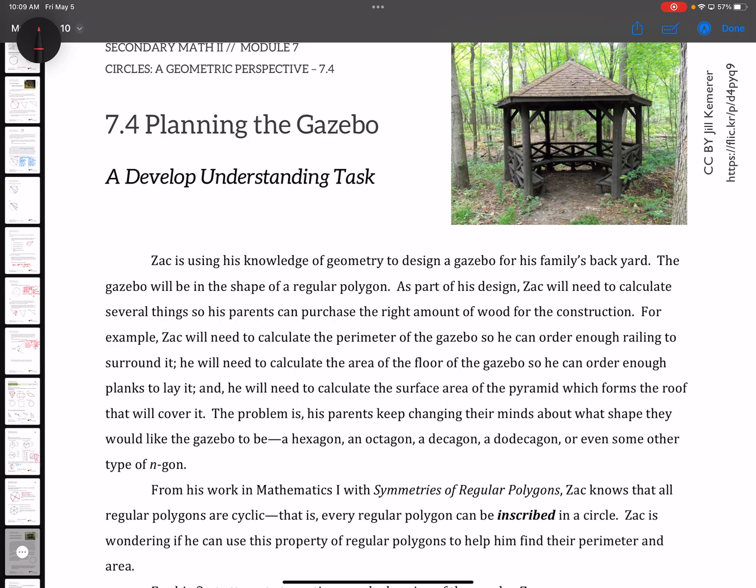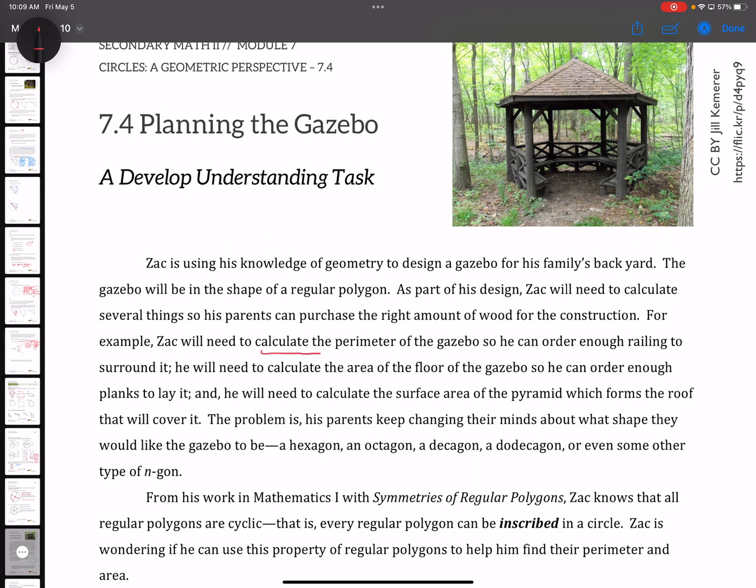surround it. I'm going to annotate this as we go. Calculate the perimeter. I've got a sneaking suspicion that we'll be doing something like this. Calculate the area. He will need to calculate the area of the floor of the gazebo so he can order enough planks to lay it. And he will need to calculate the surface area of the pyramid which forms the roof that will cover it.